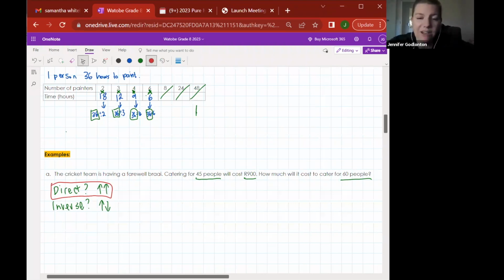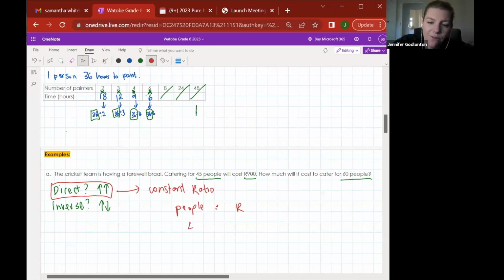So if we're dealing with direct proportion, then we're wanting to work with a constant ratio. So we're wanting to work with a ratio, and then we can just use our normal ratio work. Okay, so we've got people and we have got money. And we're going to put into the question exactly what they've told us. 45 people costs 900 Rand. And I want to know how much it's going to cost for 60 people.